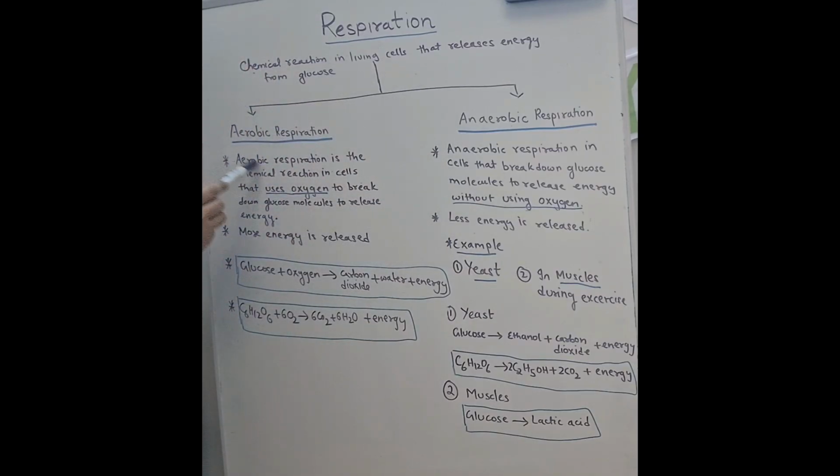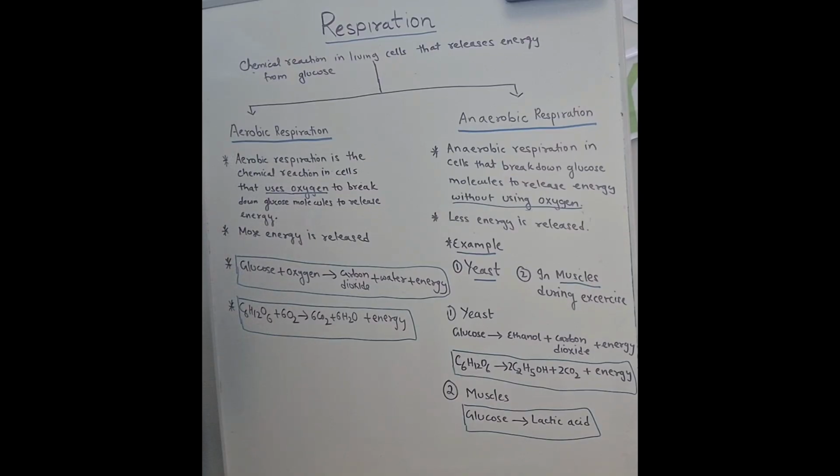From the name itself, we understand that aerobic respiration means respiration in the presence of air or oxygen. So when the living cell releases energy from glucose in the presence of oxygen, that process is called aerobic respiration. Is it clear? Of course, it is a chemical reaction taking place in the living cell. And what is happening here? Here the glucose molecules are used to release energy, but in the presence of oxygen.